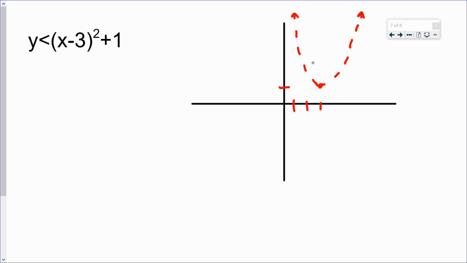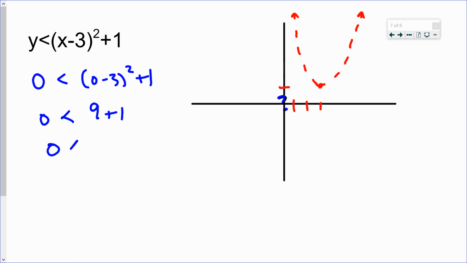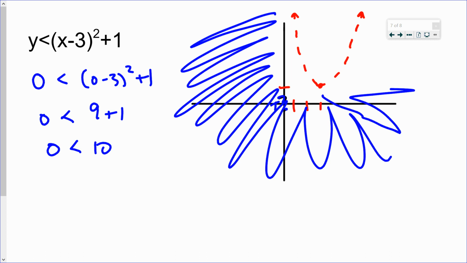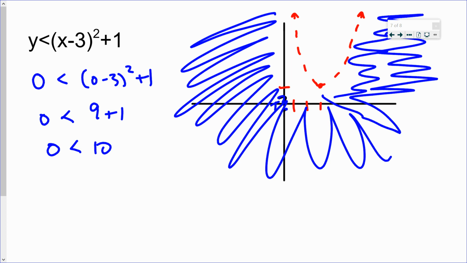But what I can check is there is a true region that either it's inside this region or outside the region. To test whether it's inside or outside, just pick a point. I'm going to pick 0, 0, put a little question mark there to say, I wonder if that is actually less than. So 0 is less than (0 minus 3) squared plus 1. So it's asking, is 0 less than 9 plus 1? Is 0 less than 10? It sure is. So this point is true. So we're going to shade everything on the outside there.